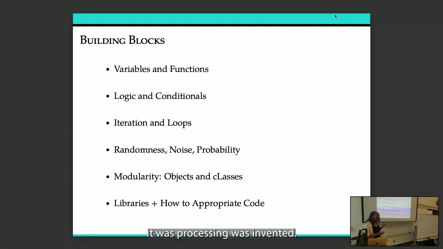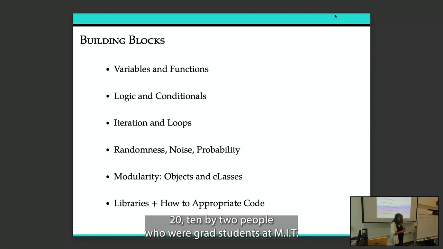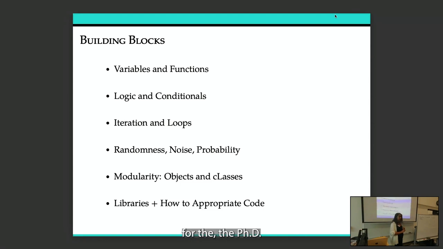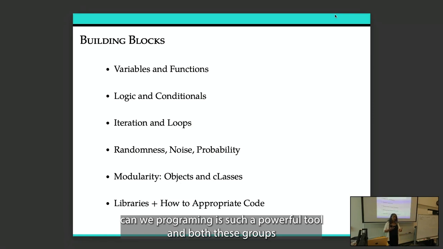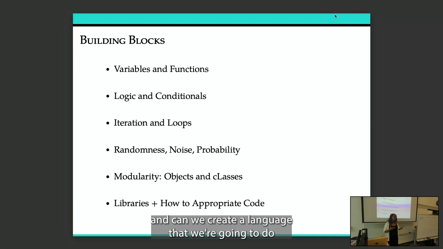Processing was a very recent language, invented in 2010 by two people who were grad students at MIT for their PhD. One was a data scientist and the other was an artist. They were trying to figure out that programming is such a powerful tool, and both these groups could do really interesting, incredible things with it. Can we create a language for both?